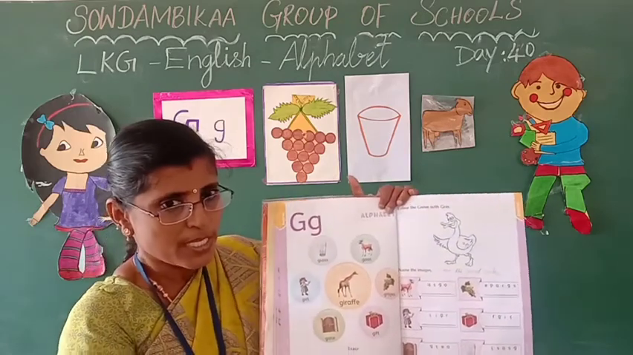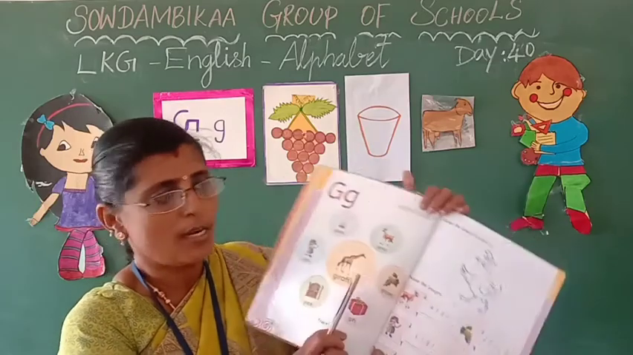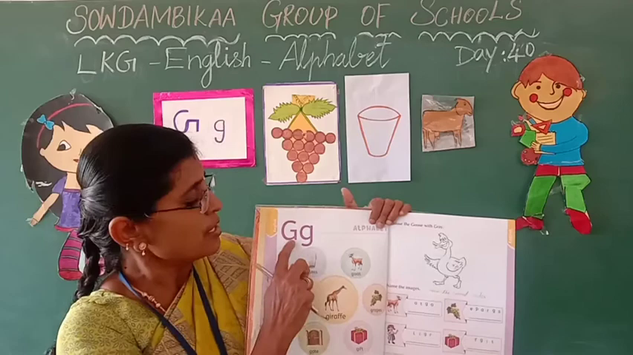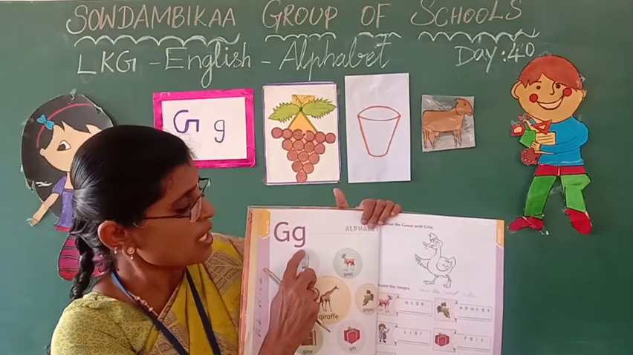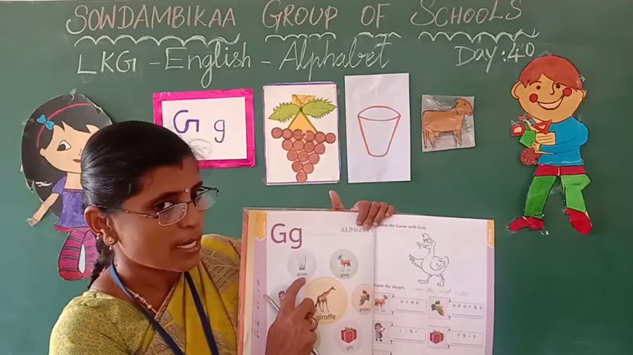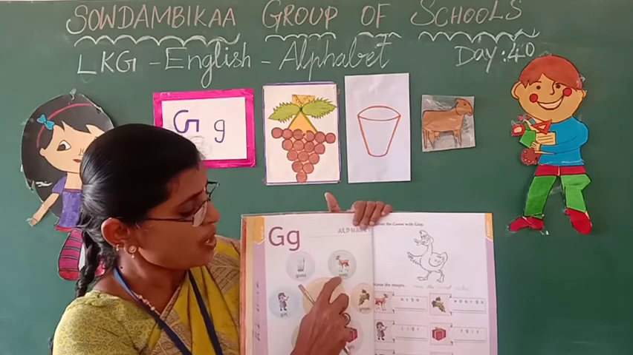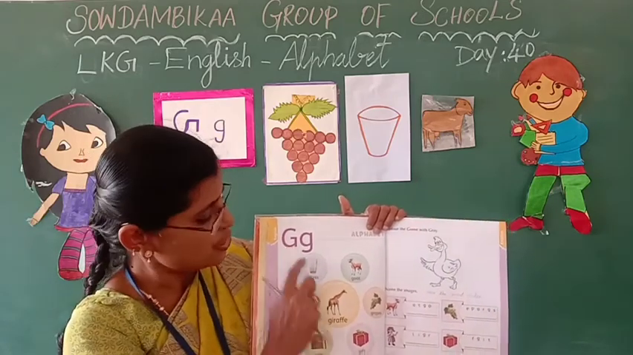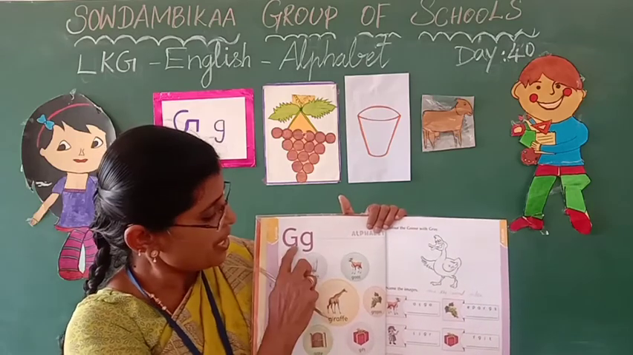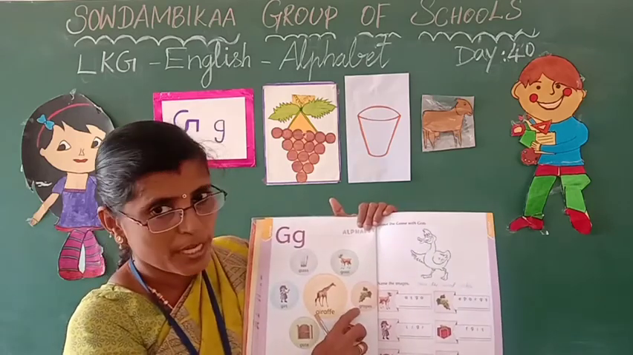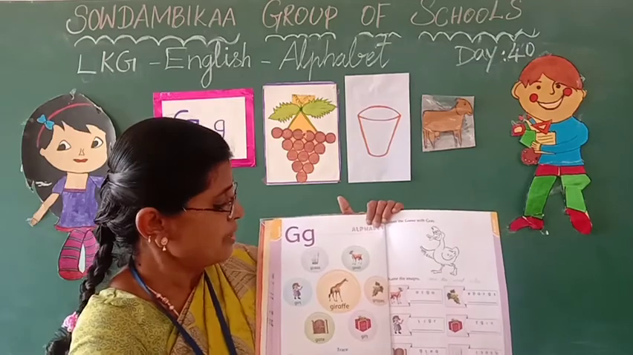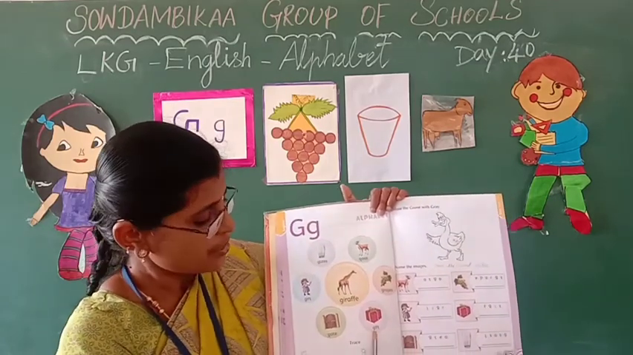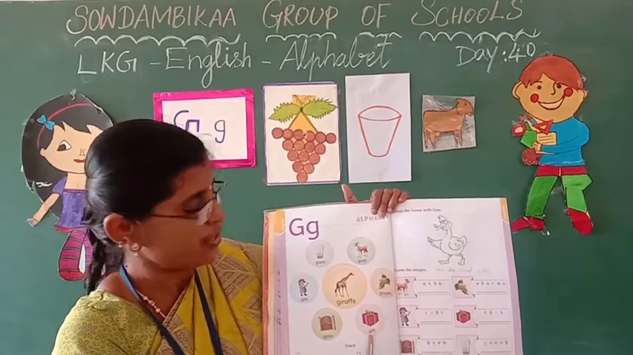Dear cuties, see that book. All of you see that book. Finger on the picture. Capital G, small g. G for glass. G for goat. G for gate. G for giraffe. G for grace. G for gate. G for gift.